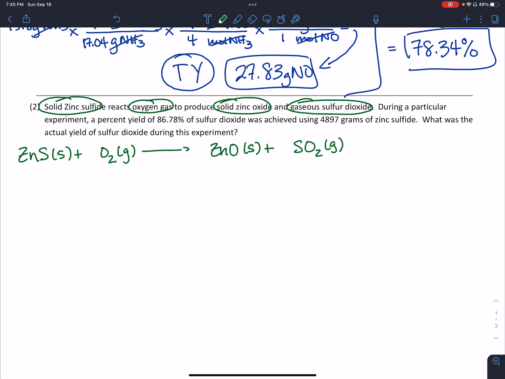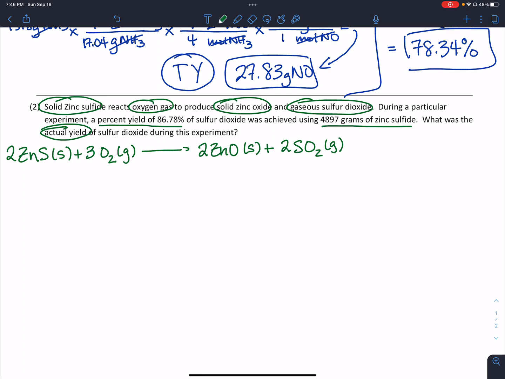We check it to balance. I'm going to start with a 3 here, so it'll give me 6 oxygens. And then I think I'm going to need 2 here, and 2 here, and 2 there. That looks like that's going to get it done for us. The rest of the problem reads, during a particular experiment, the percent yield of 86.78% of sulfur dioxide was achieved using 4,897 grams of zinc sulfide. What was the actual yield of the sulfur dioxide?